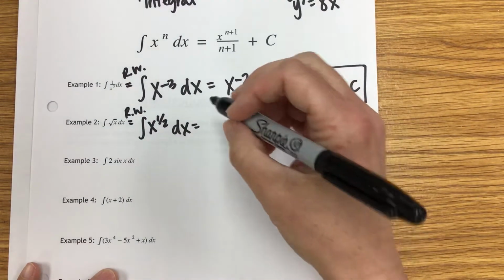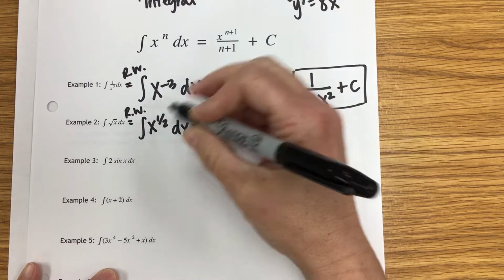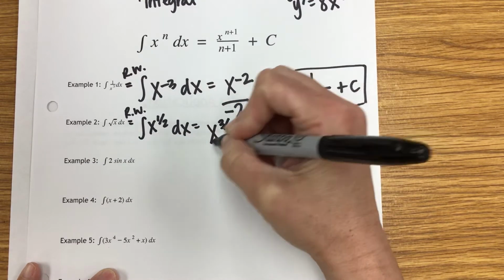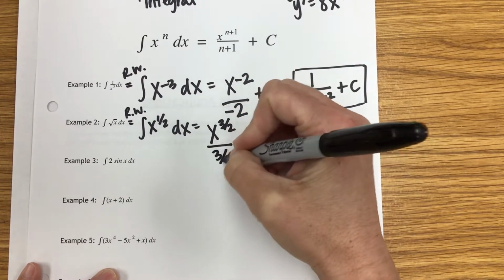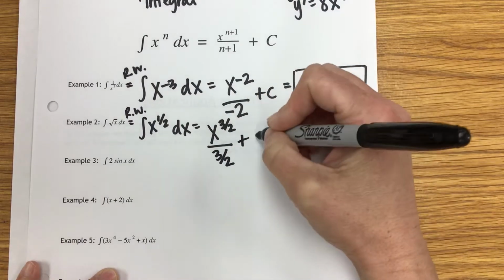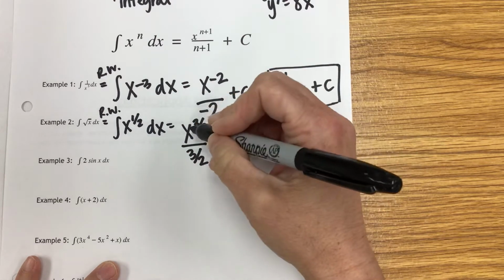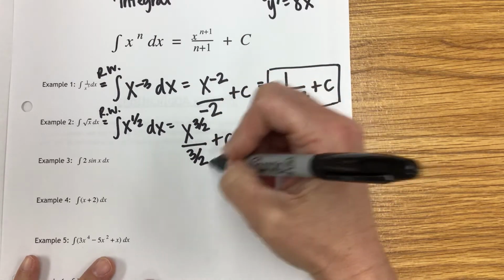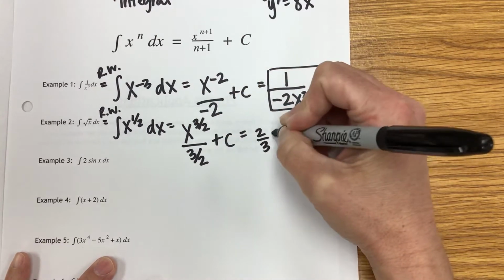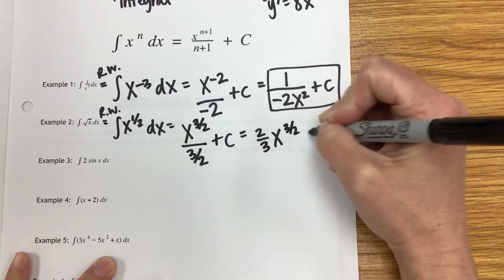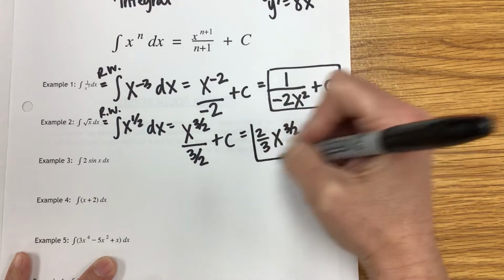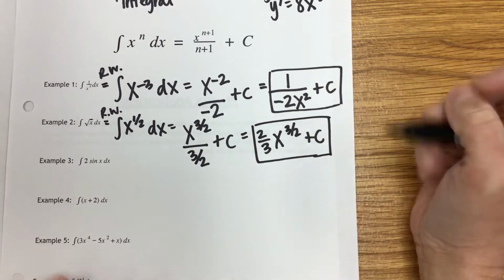Now I can apply my rule, and the rule is add 1 to the exponent, so it's now 3/2, divide by the new exponent, which is 3/2, plus c. Then I will simplify. Since it's a fraction within this fraction, I'm going to change to the reciprocal, so I'll have 2/3 x to the 3/2 plus c. And you can leave that 3/2 just like that.